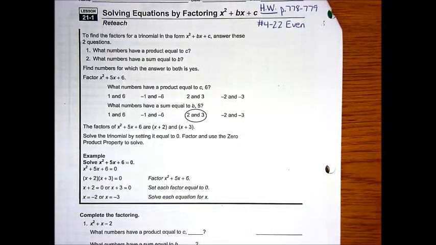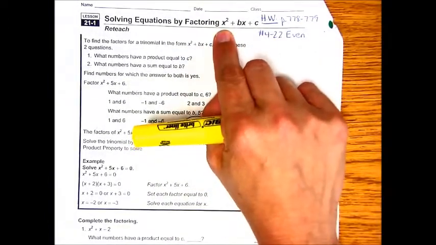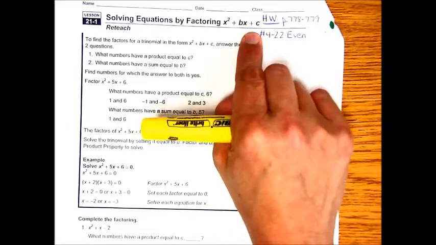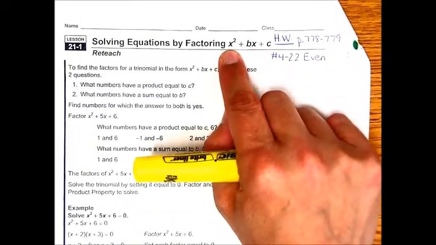Hello everybody, today we are going to work on lesson 21-1. We are going to start learning how to solve equations by factoring. So today we're going to focus on the kind of equations that are written in standard form that have x squared plus bx plus c, so they're not going to have any numbers in front of your x squared today.